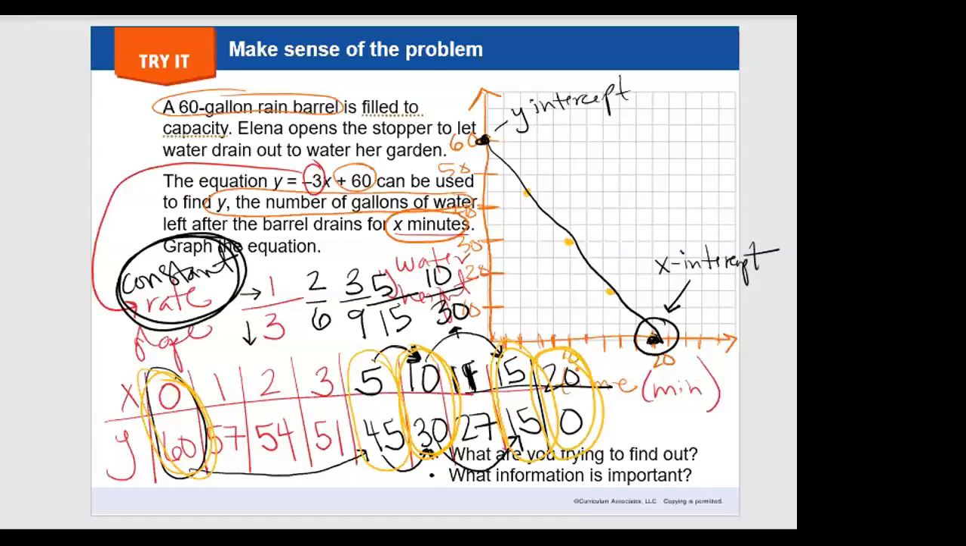Now, here's where the brain hurt comes in. We were kind of trying to find this all along. When does the water run out? Let's think about this coordinate pair. What is the height of this coordinate pair? How far up is it? It's over 20, up 0. Your x-intercept will always have a y value of 0. The height of your x-intercept will always equal 0.